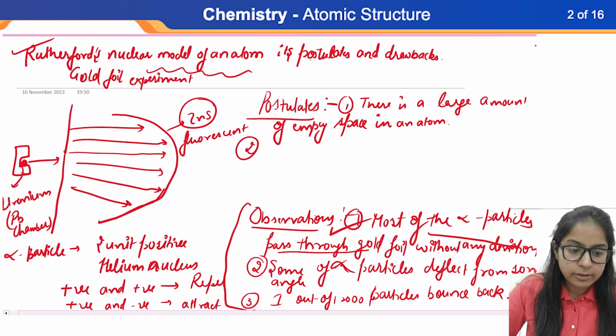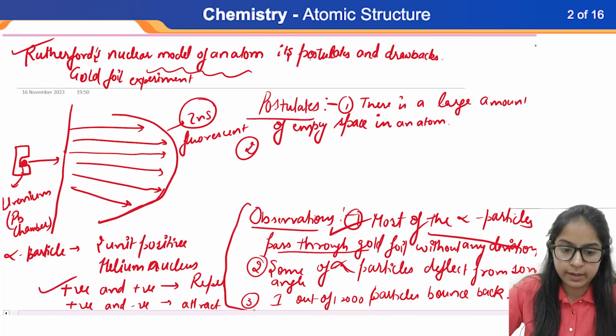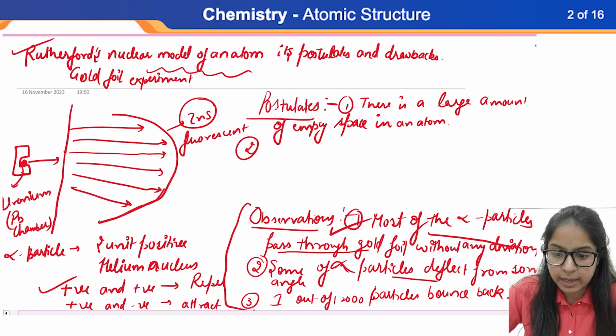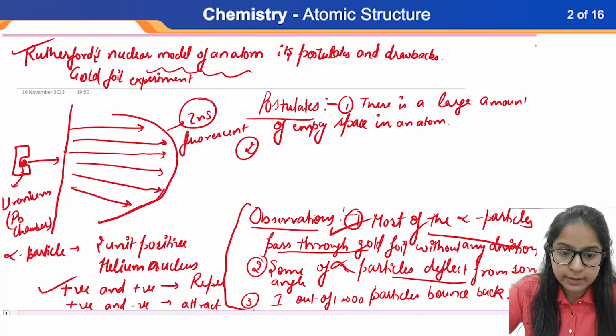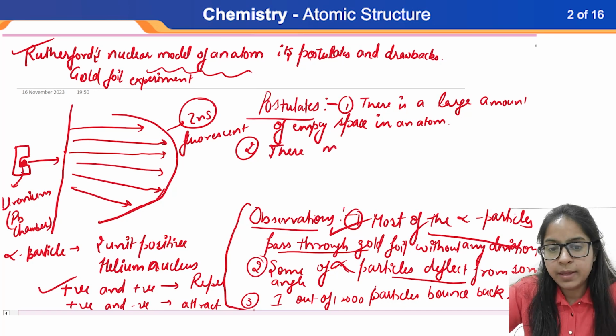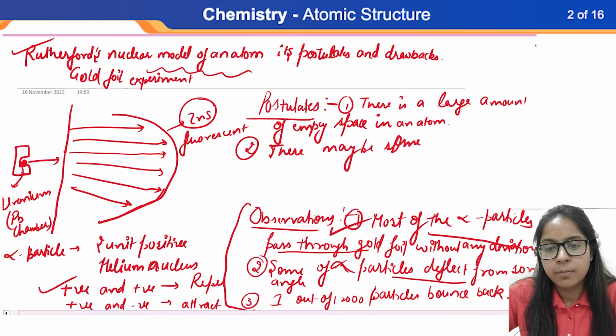So I taught you this: positive charges are going to repel each other. If there is a deflection, it means the alpha particle is getting repelled by some positively charged center. There may be some positively charged space.